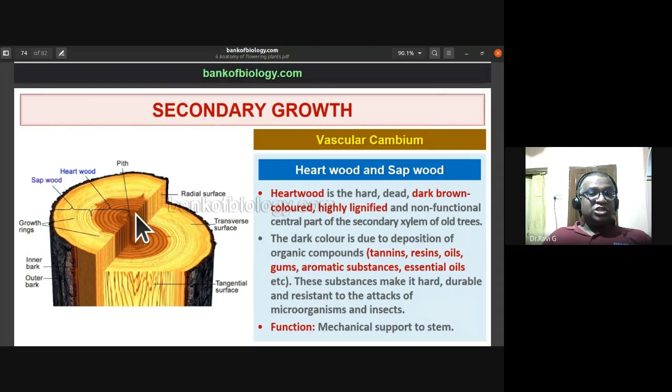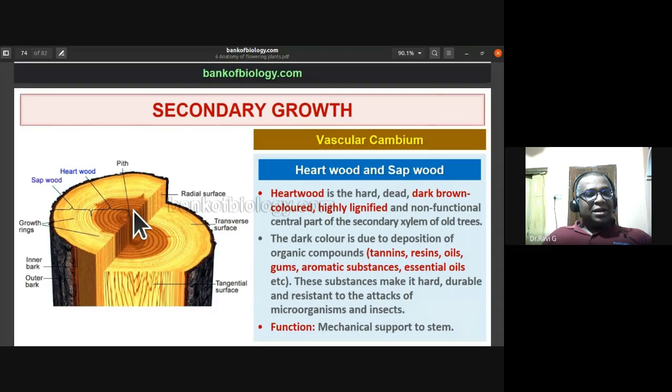Lignin deposition is more, and it is the non-functional part of the secondary xylem of old trees. So we call this the heartwood, and another name for heartwood is duramen.